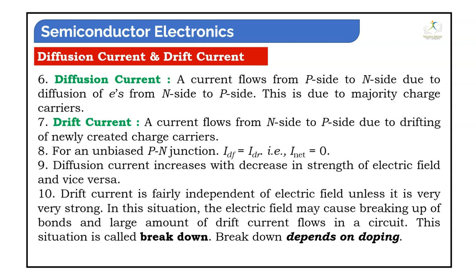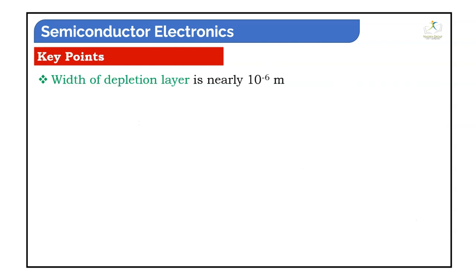Drift current is fairly independent of the electric field unless it is very strong. In this situation, the electric field may cause breaking up of the bonds and a large amount of drift current flows in the circuit. This situation is called breakdown, and breakdown depends on doping.